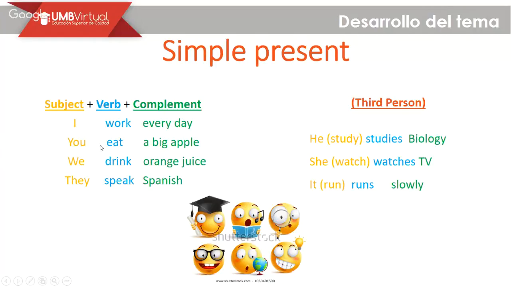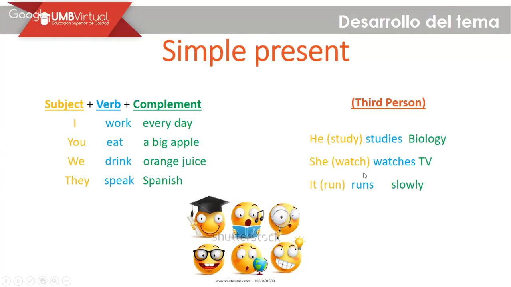I work every day. You eat a big apple. We drink orange juice, and they speak Spanish. Those are different ideas. Sometimes we really want to complement our ideas. Those are some examples. For the third person, he, she, or it, we conjugate those verbs which are in brackets: study, watch, and learn. He studies biology, she watches TV, and it runs slowly. Those are some examples according to this board, right?